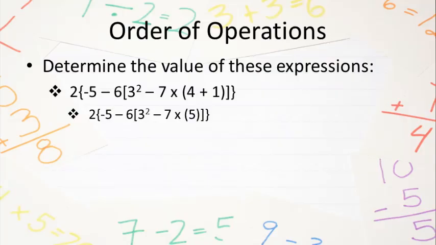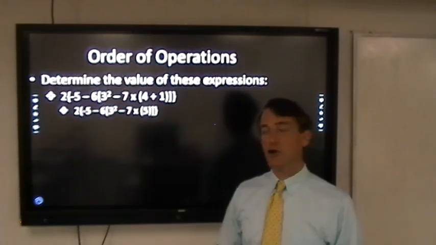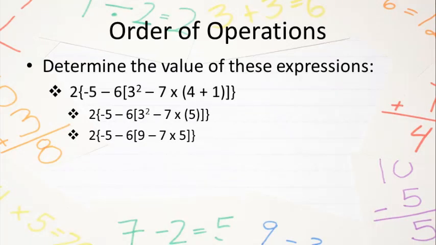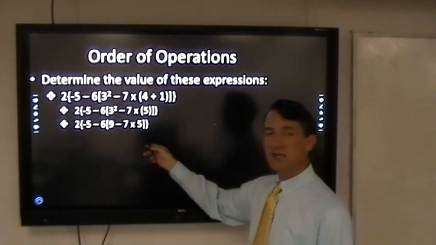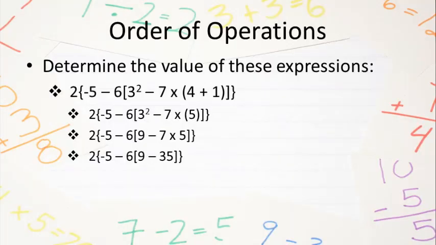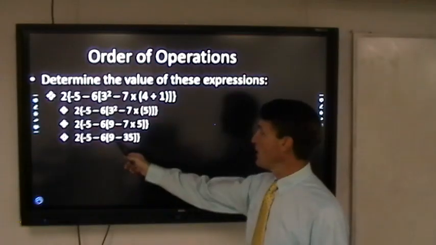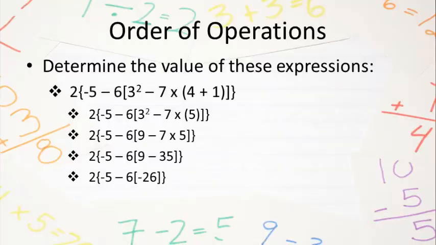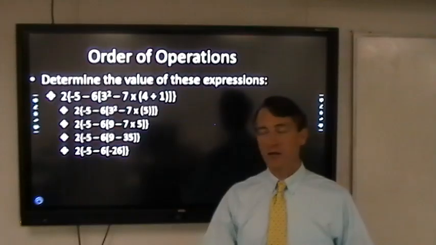Now I need to work out my bracket. So inside my bracket, I do have exponents, so I need to start with that. So that 3 squared becomes 9. Then I do all the multiplication and division inside my bracket. This is subtraction, but this next piece here, 7 times 5, that is multiplication. It's actually a negative 7 times 5, which gives me a negative 35. Now I still need to finish up what's inside that bracket, so I have 9 minus 35, that gives me negative 26. Now I'm done with that bracket, so I move out to my brace.